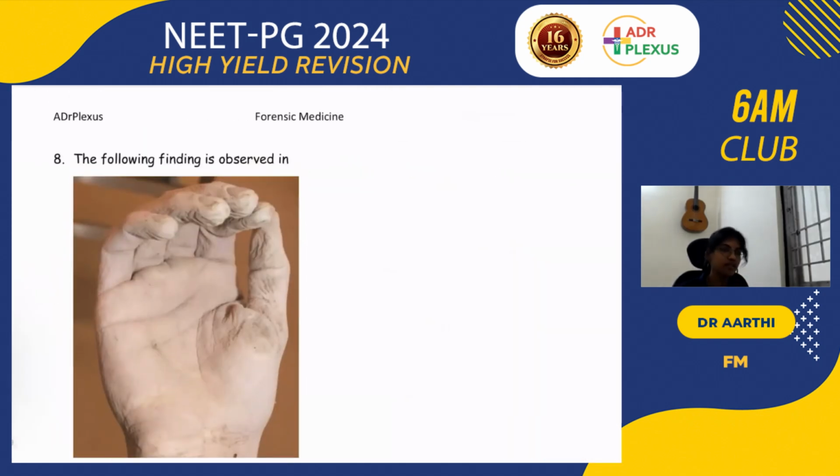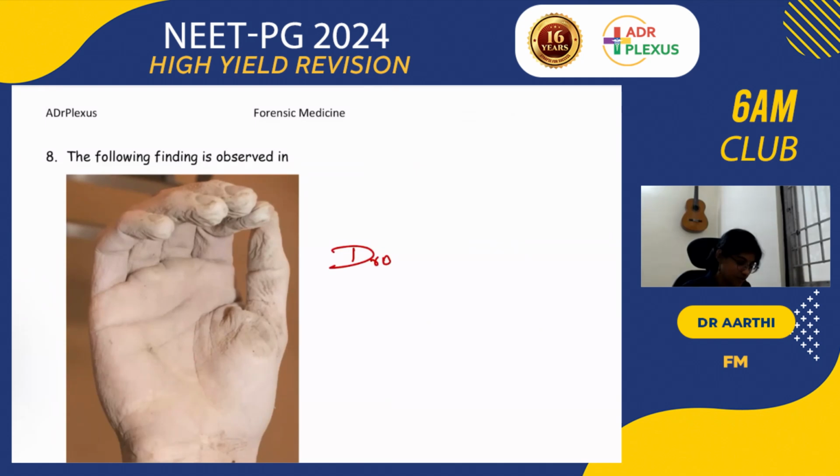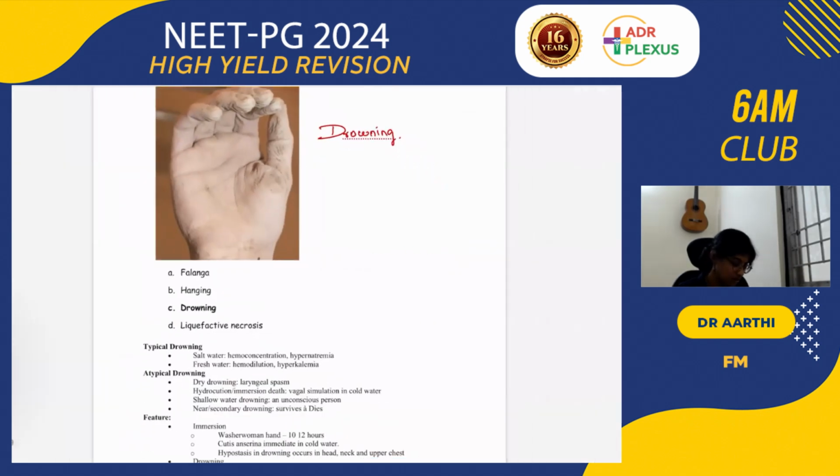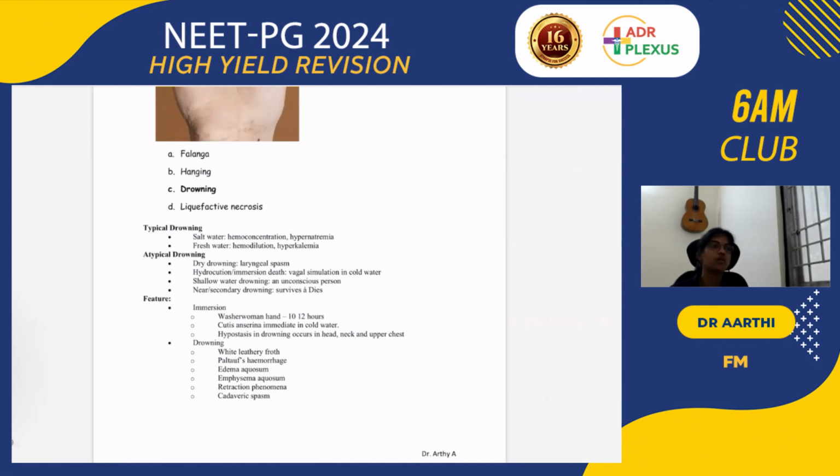Now, can you tell us what this image is? What is this image showing? Washerwoman's hands. Very good. Drowning. Yeah, this is drowning. This is washerwoman's hand. Very good. So this is drowning. Features of drowning.